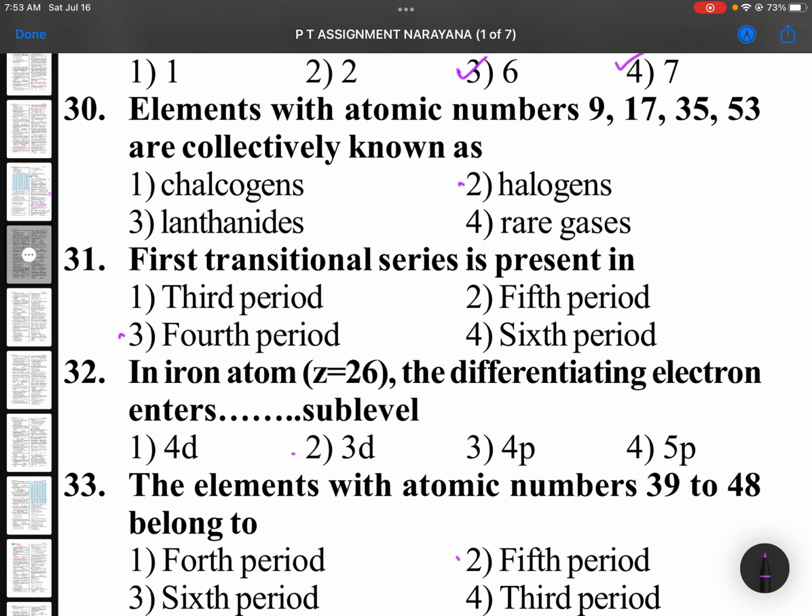Elements with atomic numbers 9, 17, 35, 53 are collectively known as halogens: fluorine, chlorine, bromine and iodine. The first transitional series is present in the 4th period, after the 4s orbital comes 3d, then 4p. In the iron atom, the differentiating electron enters the 3d sublevel. Iron is 4s2 3d6.